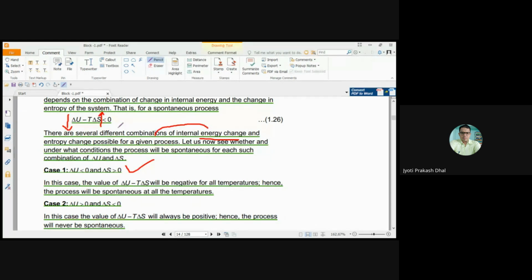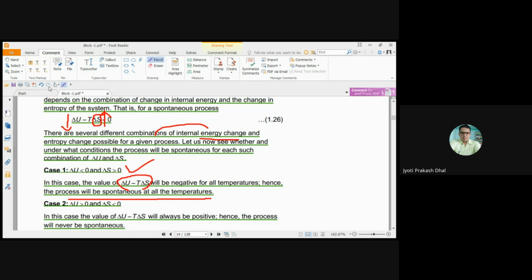Then definitely the process will be spontaneous, because the value of del u will be less and the value of del s will be more, and one negative sign is there, so the overall value will be negative. So in this case, the value of del u minus T del s will be negative for all temperature, because del s is high and del u is low. So at all temperature, the total value of del u minus T del s will be negative, and hence the process will be spontaneous at all temperature.